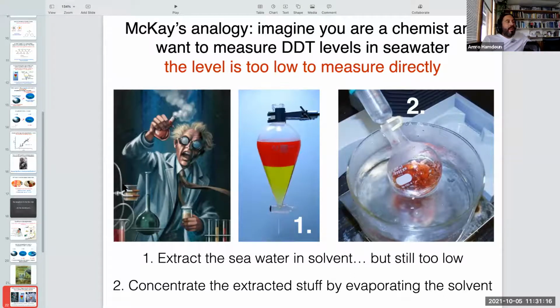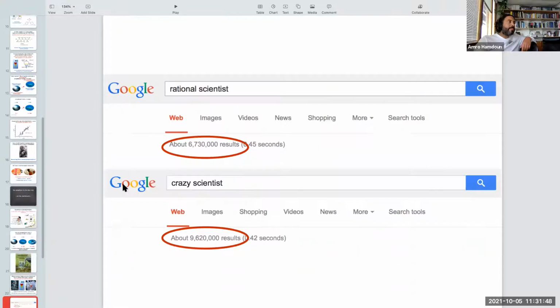Okay, well, based on the lecture, you get the separatory funnel, you put some octanol in it, and you shake it, and you extract the seawater. And now you have more, but it's still too low. It's still not high enough. So what can you do next? Well, I apologize that I'm condensing what I'm showing you, but envision that you now have the solvent here and you're evaporating off the solvent and concentrating down the extracted stuff.